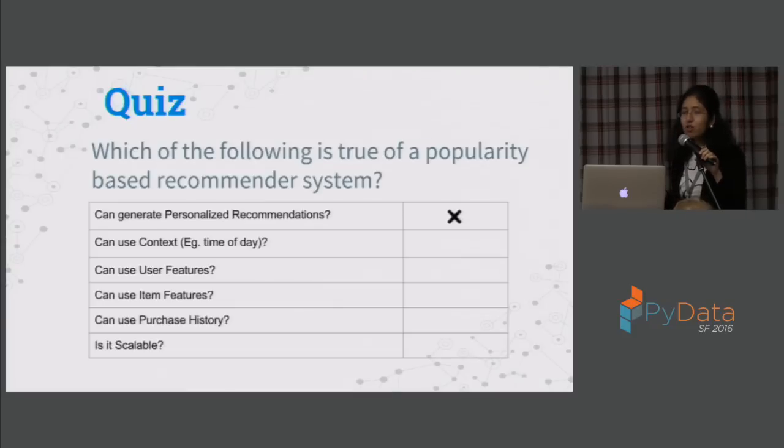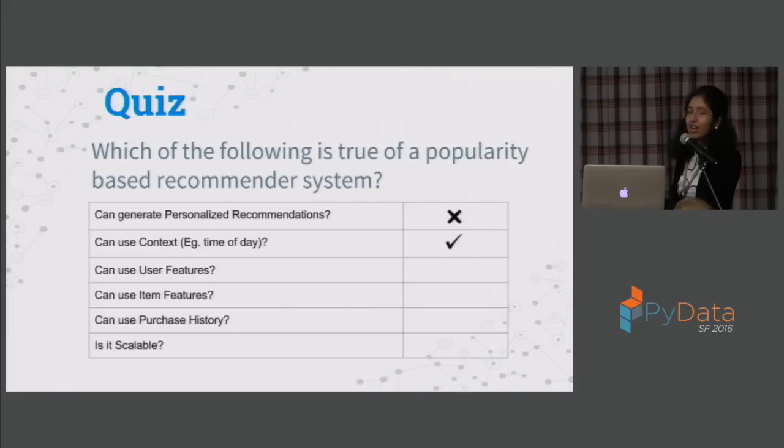Okay. Second, can it use context, for example, time of the day? So we could say that these are my most popular items during the morning versus the evening. For example, some shoppers purchase these popular items during Friday evenings. So we could say that it could use context in some way.